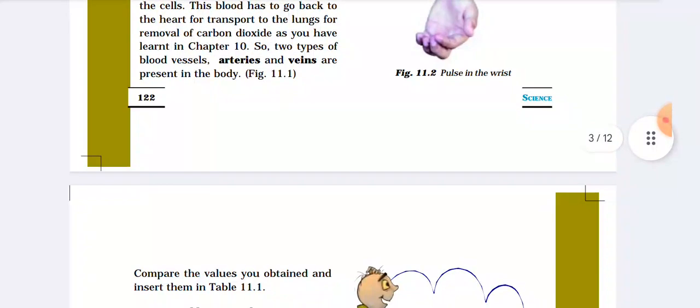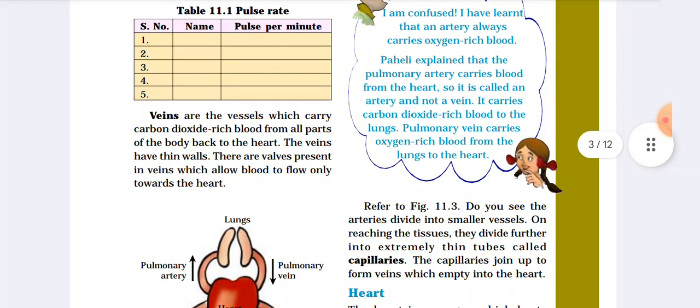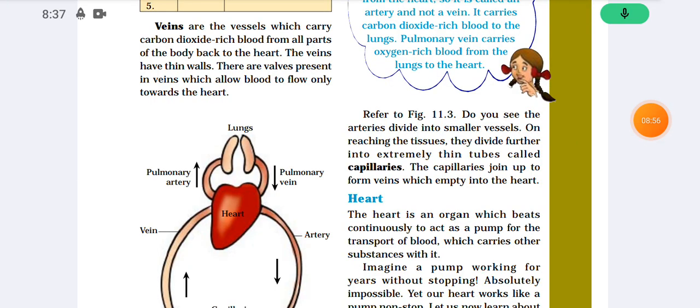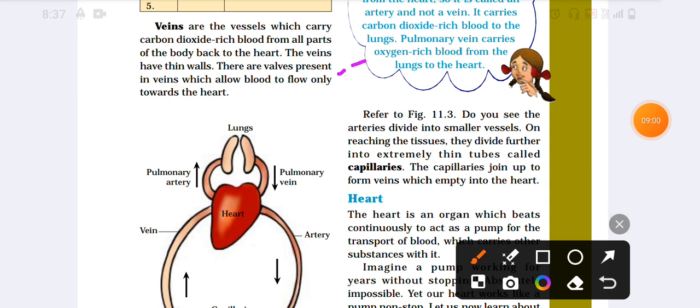Now, veins. What are veins? Veins are the vessels which carry carbon dioxide rich blood from all parts of the body back to the heart. Now, arteries carry oxygen rich blood from the heart to all parts of the body.